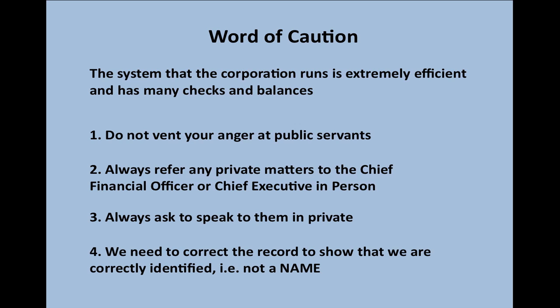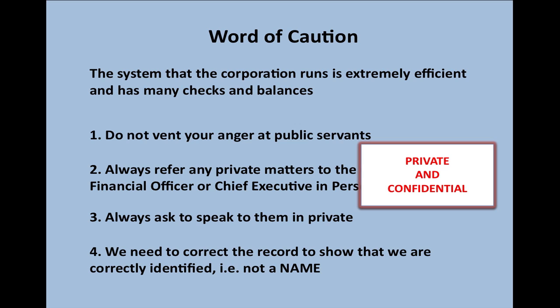We need to correct the record to show that we are correctly identified, i.e. not a name. We need an identity. We need our born identity. We don't need a name. All right, so if we're going to be doing anything, this is what we need to put on all our documents. Now, you can buy those stamps already made, private and confidential, and I certainly have one of those and have used it for many years. I also have a seal so that I can sign on behalf of the corporation, which is my all capitals corporation.